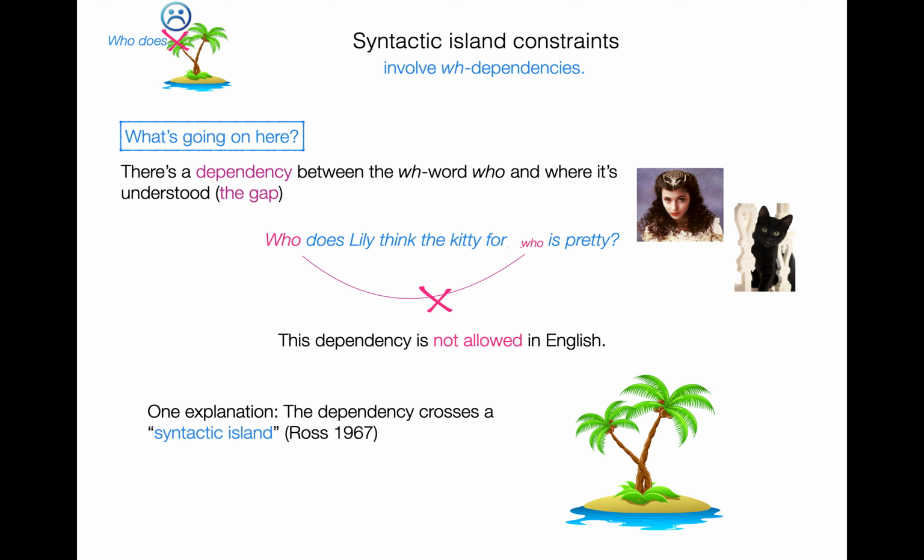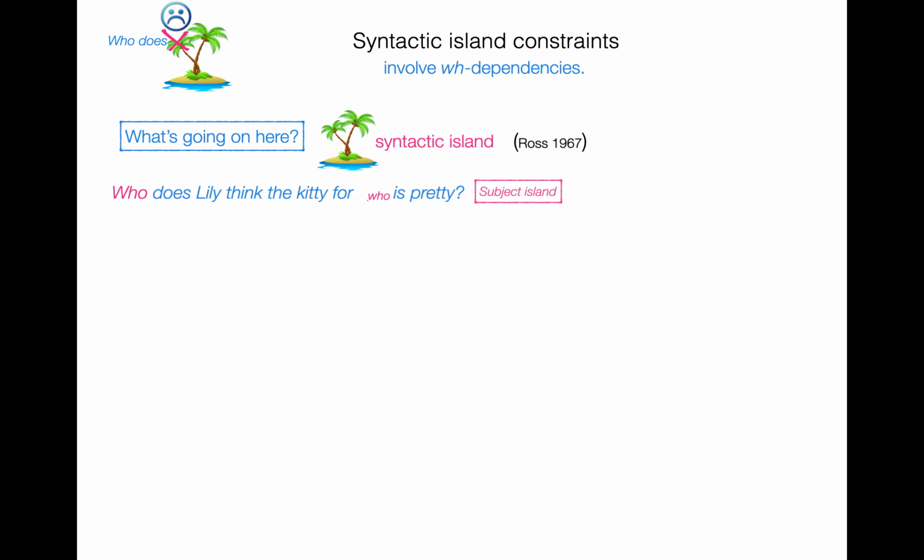And one explanation is that the dependency crosses what is a structure. It's a syntactic island. You can't get off the island, right? You can't cross the island. It's an island. That's the metaphor. Okay, so that's in fact an example of a subject island. Who does Lily think the kitty for is pretty? And there are many other ones. I'm just going to show you a couple of examples here.